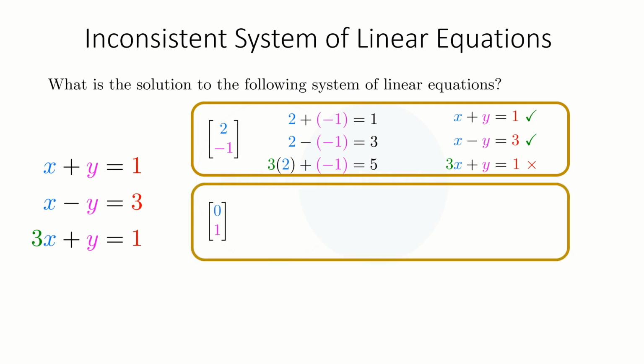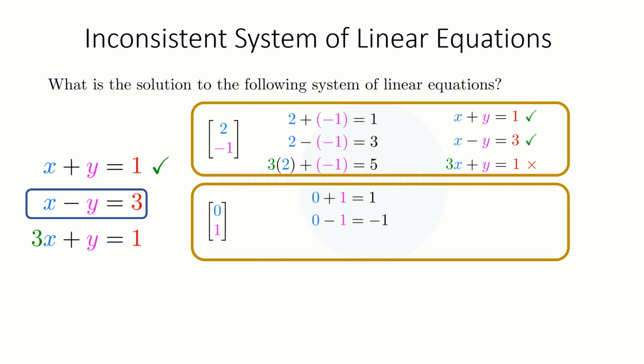Let us consider another possible solution with x equal to 0 and y equal to 1. Let us substitute it in the first equation. The result of the substitution matches with the right hand side of the first equation, so this candidate solution satisfies the first equation. Second equation.